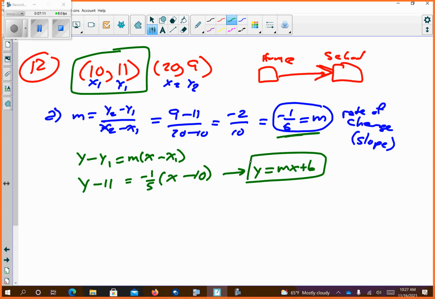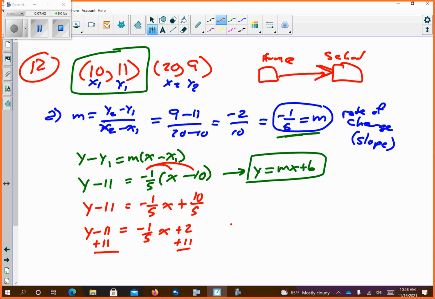I want to now convert something that has y with something and a parentheses to something that doesn't have parentheses and has y by itself. So I'm going to distribute the negative 1/5 over. So I get negative 1/5 x. Negative times negative is positive, so that gives me 10 over 5. 10 over 5 is the same thing as what number? 2. Then I'm going to add 11 to both sides to get y by itself. So I get y equals negative 1/5 x plus 13. So that is the answer to A.